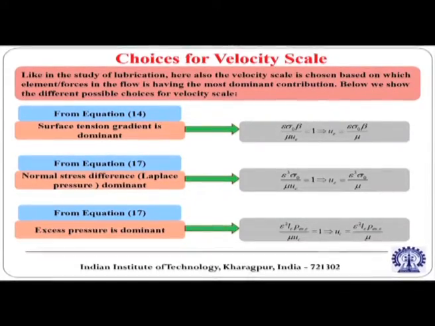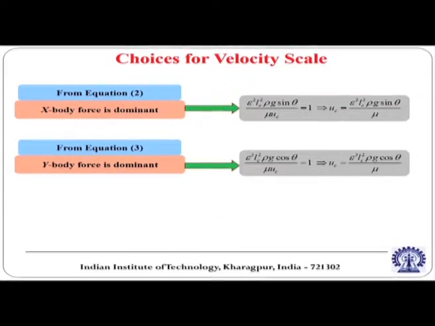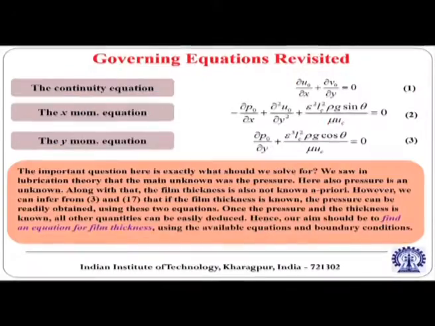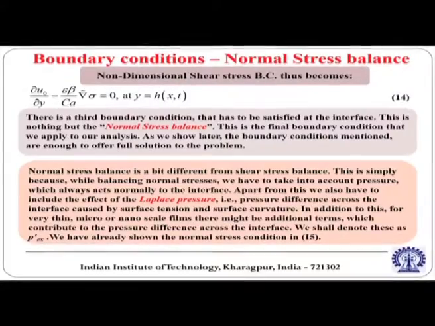Now, one very important task that is still left is what is UC and what is VC. That depends on what is dominating. If the surface tension gradient is dominating, where surface tension gradient means the tangential gradient of surface tension, let us look into the equation from which we get the scale. What is this equation? This is a scenario when the surface tension gradient is dominating.